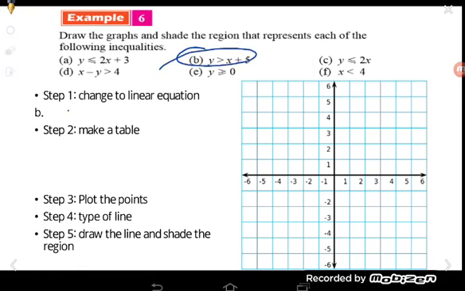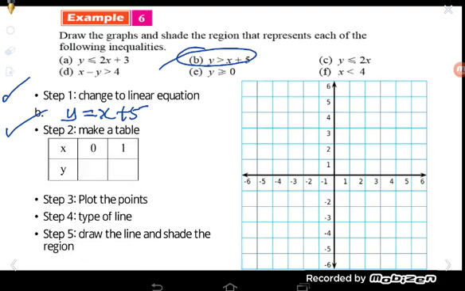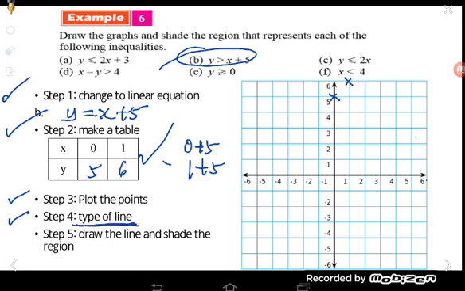For B. So change to linear, y equal x plus 5. And then step 2, make a table. So 0, that means 0 plus 5, this is 5. 1, 1 plus 5, it is 6. Okay, done. Step 3, plot the points. So 0, 5 will be here. And then 1, 6 will be here. And then before you go to step 5, the type of line. The symbol has no equal sign, so it will be a dash line. So you can draw now.